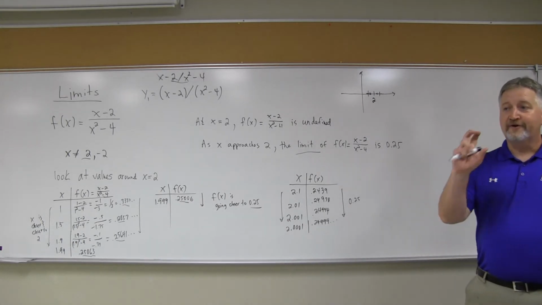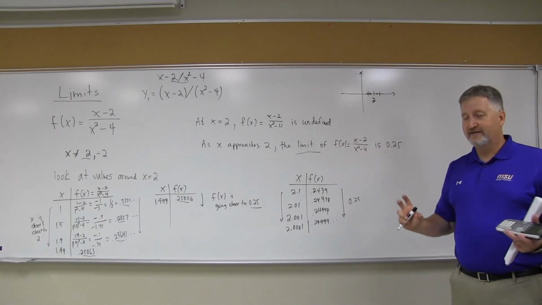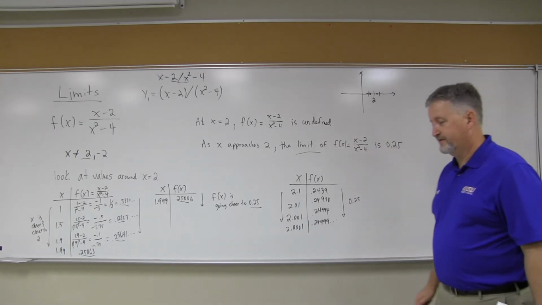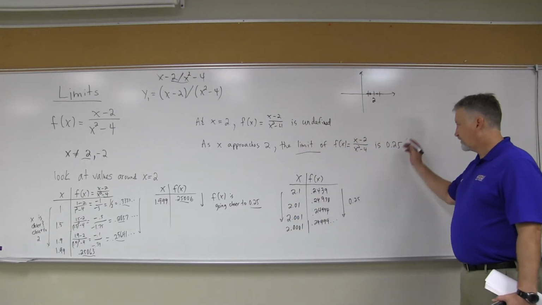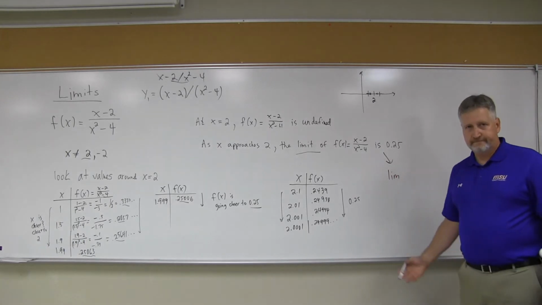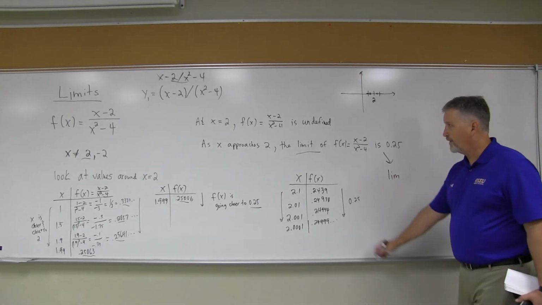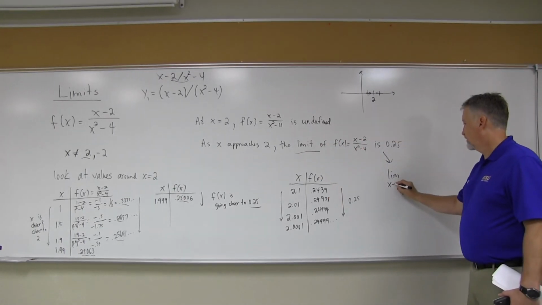Now, good news is we don't have to write that verbiage out every time. There's a nice compact notation for this. And here it is. Of course, lim for limit. X approaches 2, we'll use an arrow. X approaches 2.